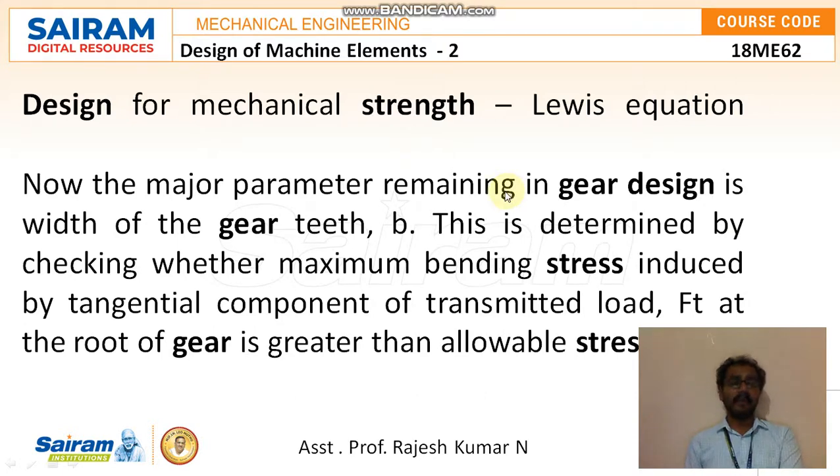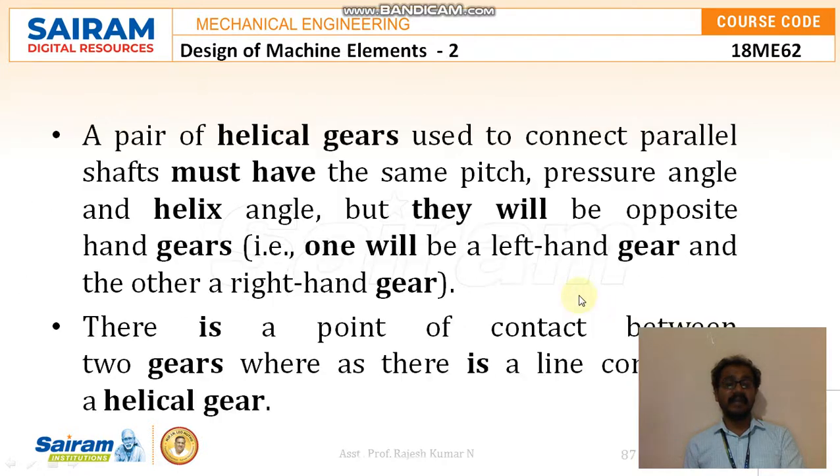So here the major parameter remaining in gear design is the width of the gear teeth, small b, and this can be determined by checking whether the maximum bending stress induced by the tangential component of the transmitted load Ft at the root of the gear is greater than the allowable stress. And a pair of helical gears used to connect parallel shafts must have the same pitch, pressure angle and helix angle, but opposite hand. These are the conditions to avoid failure. That is, one will be a left hand gear and the other a right hand gear. There is a point contact between the two gears in spur gears, whereas there is a line contact in helical gears.